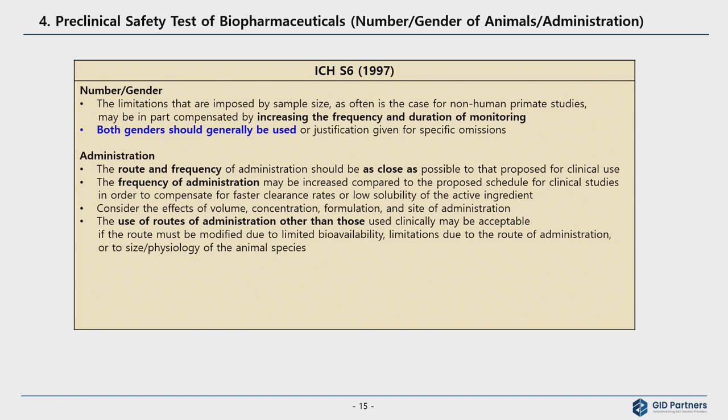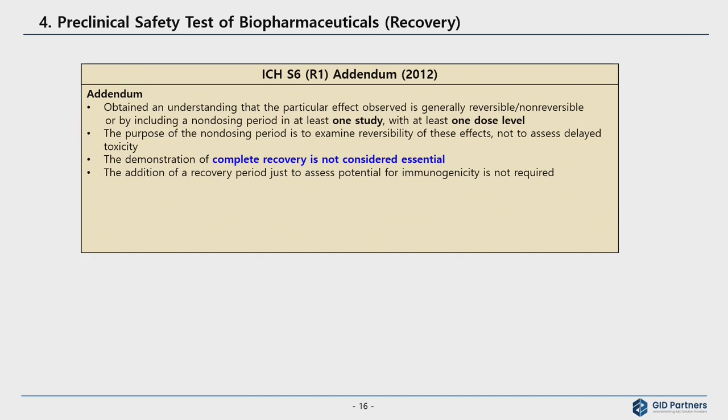And how many animals need to be used? For non-rodents, like rabbits or monkeys, it's not easy to use a large number. So the frequency or the duration of the monitoring can be increased to compensate for the smaller sample size. And in principle, the monitoring should be done for both species and for both genders. The route and the frequency of administration should be maintained or should be in harsher condition. But if, for example, the exposure is not large and therefore the toxicology study cannot be done when the route of administration is oral, then we can go for an alternative approach.